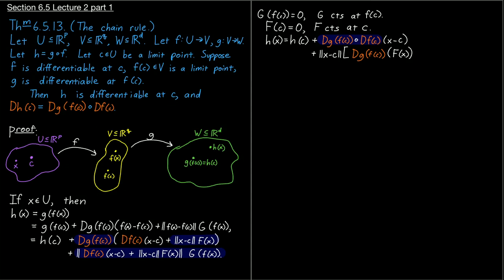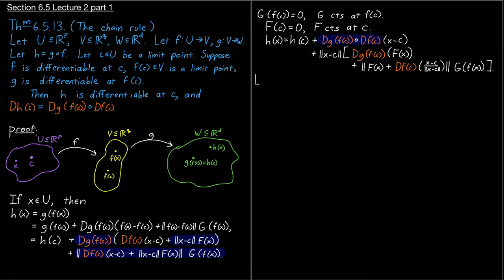And then we have another piece. That other piece is we've got the norm of big F of x plus df of c. This is a linear operator, so I can put the scalar x minus c. I can divide by the norm of x minus c. And then we've got our big G of f of x hanging out front.